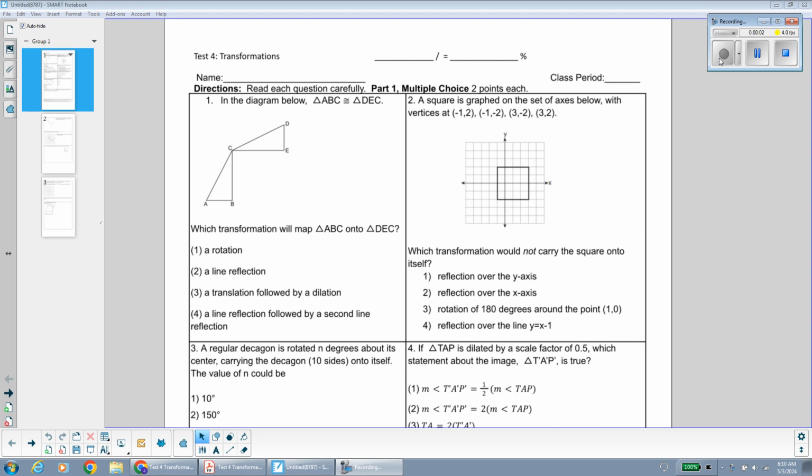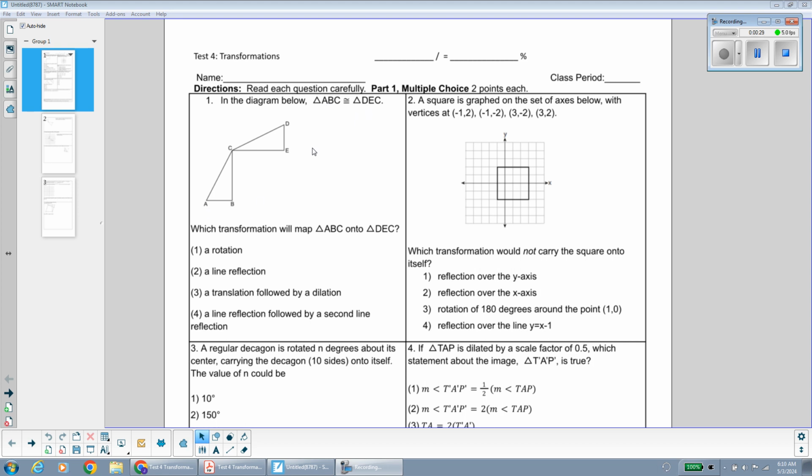For question number 1, the answer is answer choice number 2, a line reflection. The reason why it is not a rotation is because if you take this triangle and you rotate it this way, A is going to match up to E. B is going to match up to D. But if you take a look at the letters here, A is supposed to match up to D.